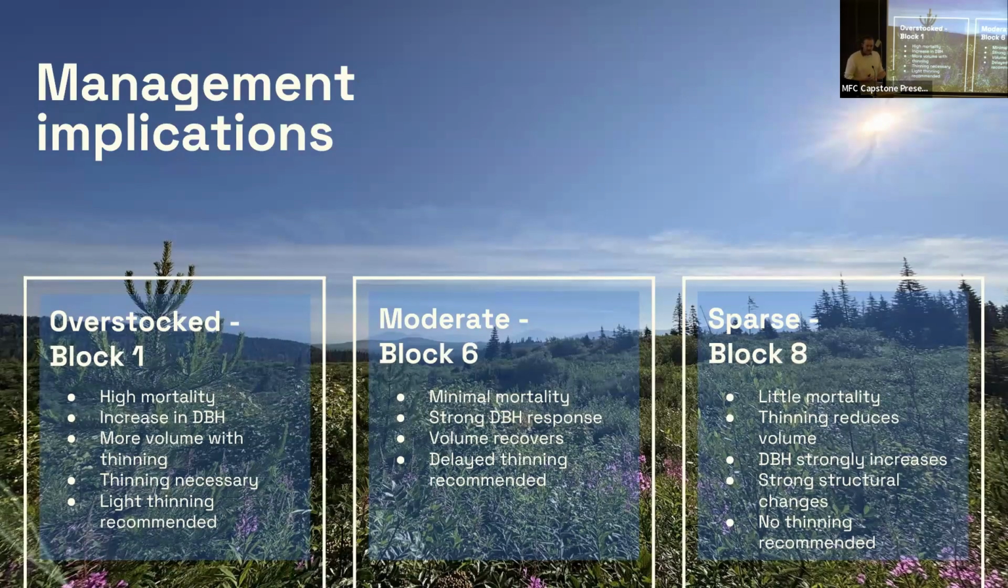We look at the moderate block. There was little mortality. There was still some, but most of that occurred later in the planting period. It occurred around 60 to 65 years. So a delayed thinning would be recommended. A light but delayed thinning would most likely be recommended for that block. Block 8, little mortality. Thinning reduces the volume too much. It reduces the stems per hectare, and thus no thinning should be done in such a sparsely stocked block.